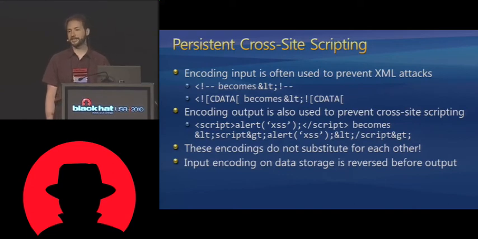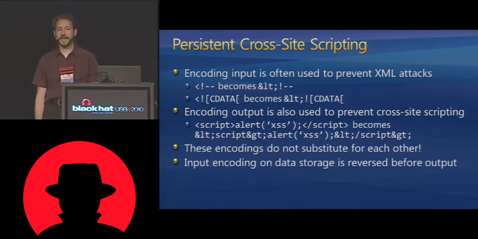So if somebody submits some script, the end user's browser doesn't render it as HTML and execute the script, but rather just represents a visual version of it. The problem is these encodings don't substitute for each other. And I have seen cases where developers think, well, I'm using encoding, and therefore I'm safe. But the encoding you're doing for storage is completely different from the encoding you're doing for user display. There are different layers. And the encoding you do on data storage is reversed before the data is output.